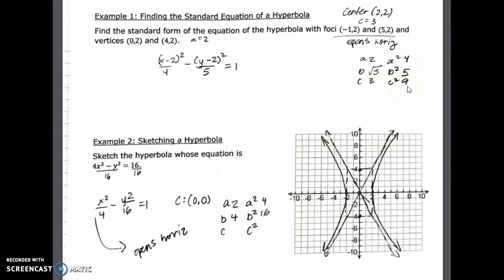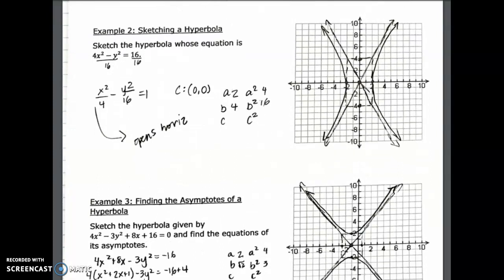And we can use our formula of c squared equals a squared plus b squared to find our b squared, which must be 5, because 4 plus 5 is what gives us 9. And now we have enough information to fill into our equation. So we do x minus the x coordinate of our center point, squared, minus y minus the center point y coordinate, squared, equals 1, and the x squareds are over the a squared value, and the y squareds are over the b squared value in this case. So a squared always comes first in your hyperbola equation.